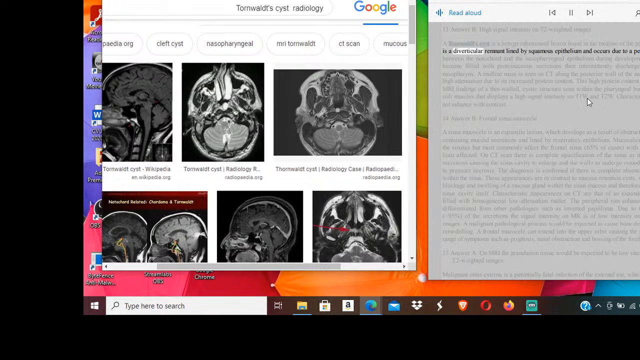It is a diverticular remnant lined by squamous epithelium and occurs due to a persistent communication between the notochord and the nasopharyngeal epithelium during development. As a result, it can become filled with proteinaceous secretions, then intermittently discharge its contents into the nasopharynx.